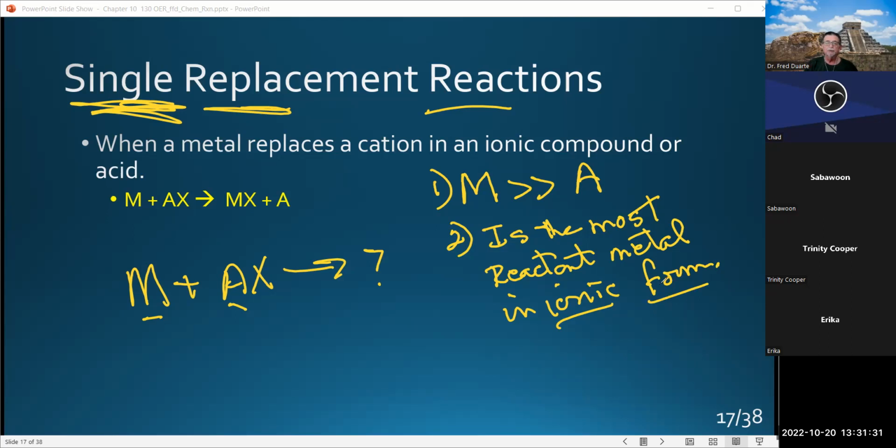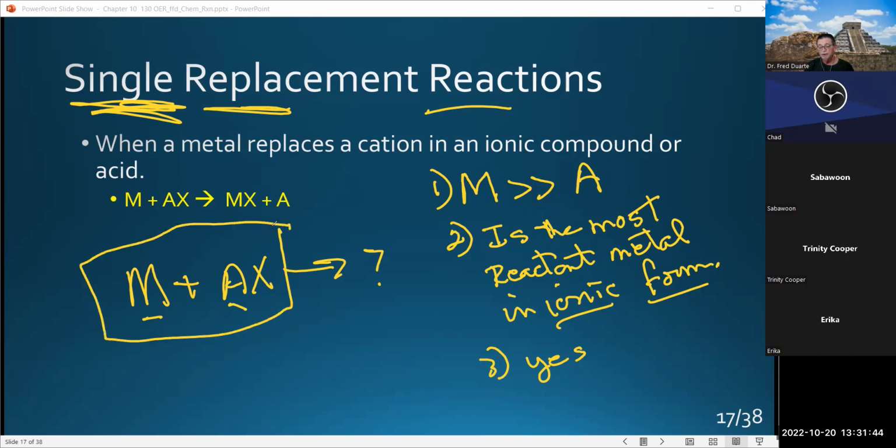Is the most reactive metal an ionic compound? If the answer is yes, it's an ionic compound, and we're only worried right now about the reactants. We don't care about the products yet. If the answer is yes, that implies no reaction, because the most reactive metal is in ionic form, and so therefore nothing's gonna happen. If the answer is no, that implies positive reaction.